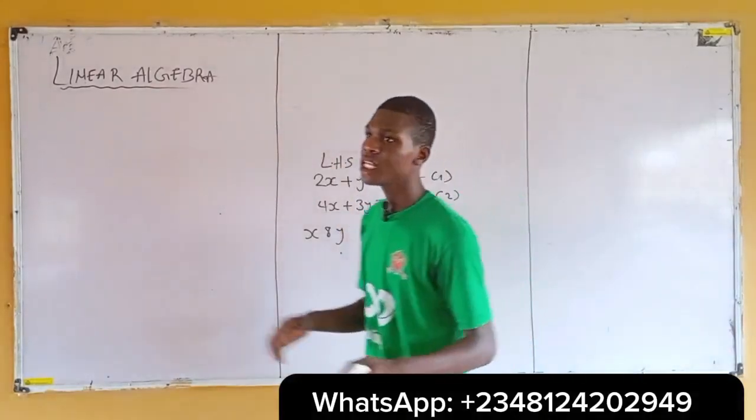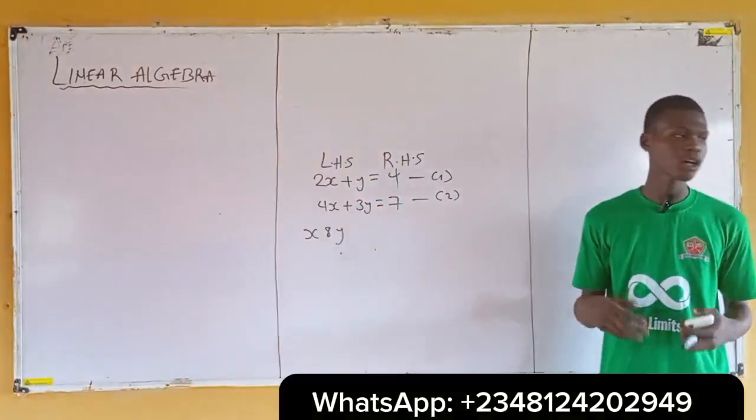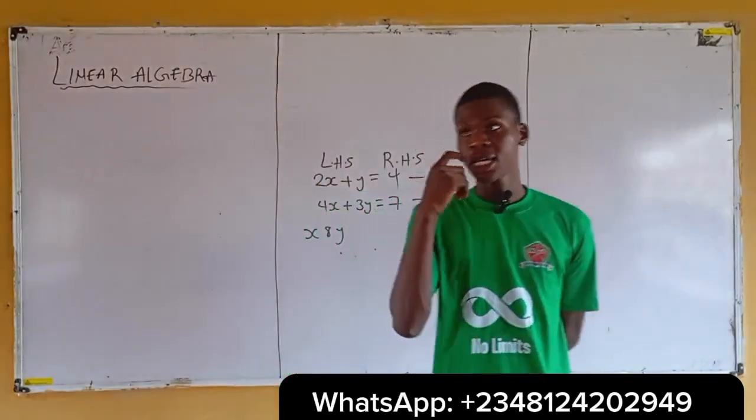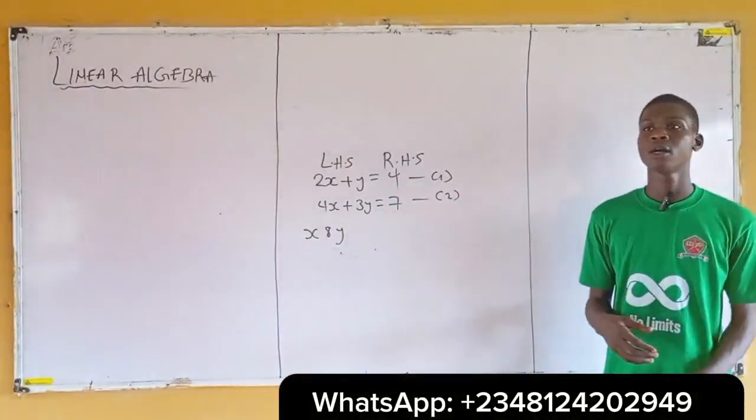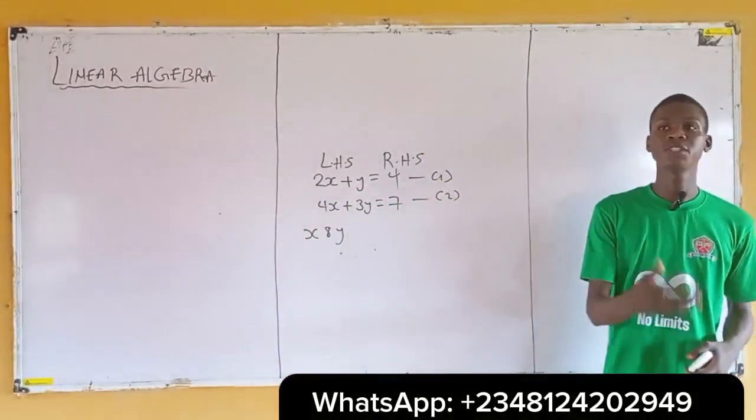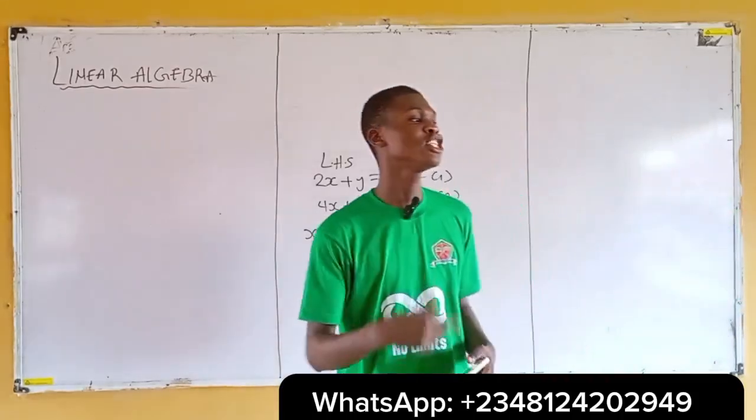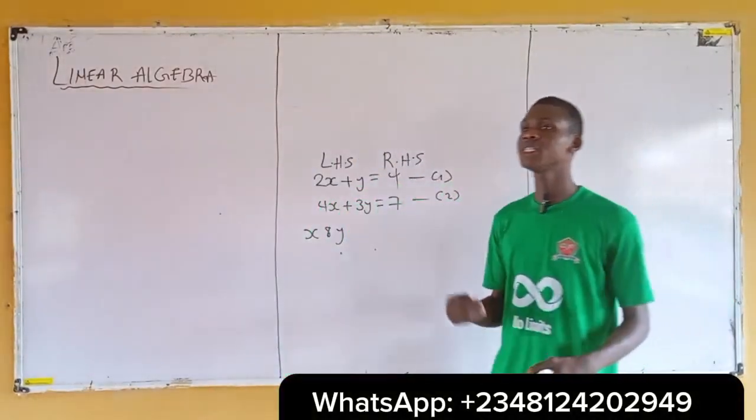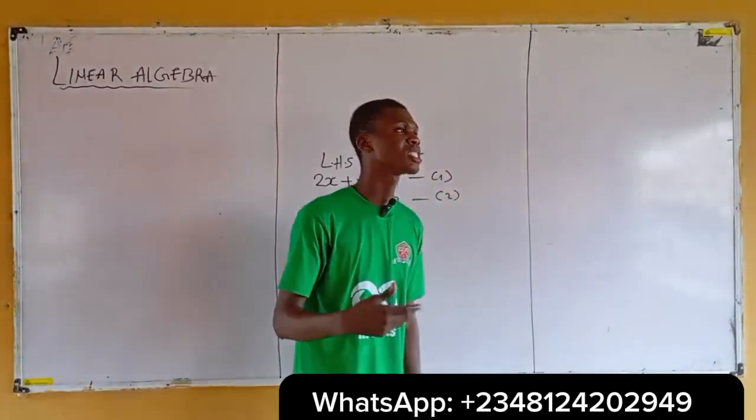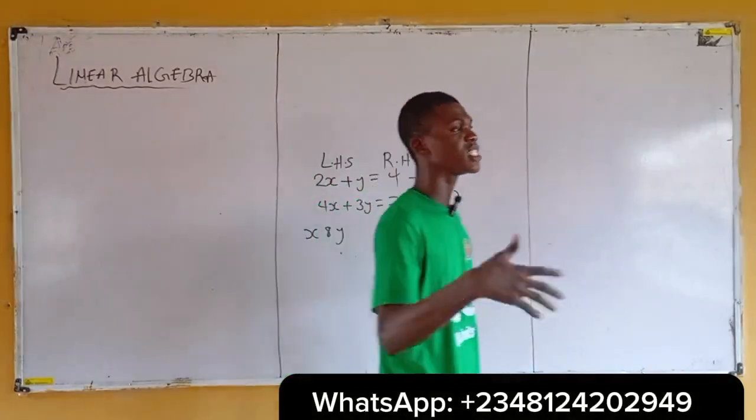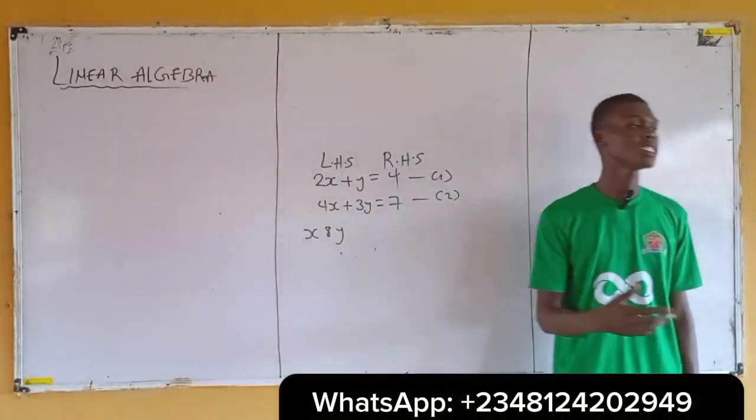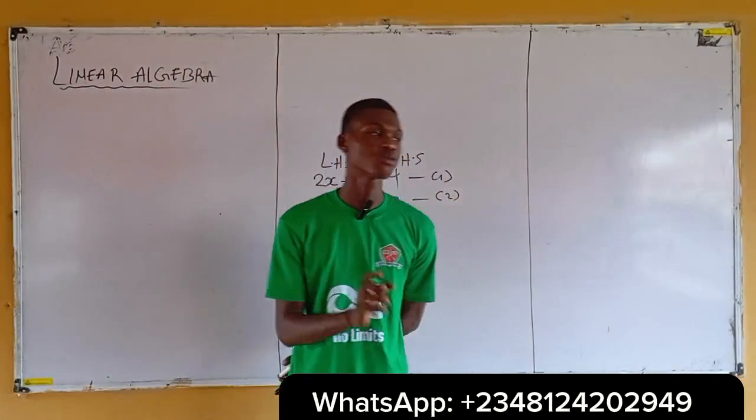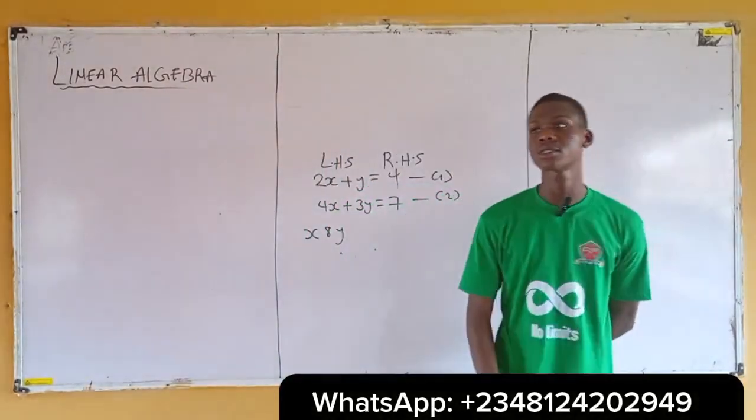So by definition, linear algebra is a branch of mathematics that deals with the study of different sets of linear equations used to determine the unknown variables in this equation to check if the equation is satisfied or not.